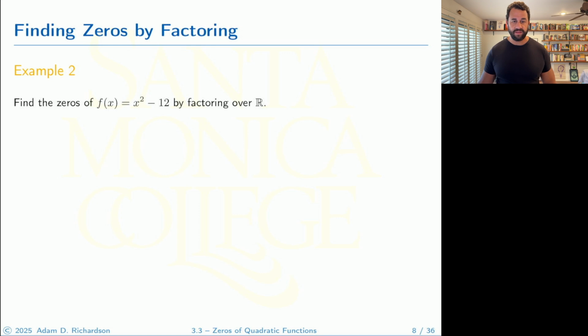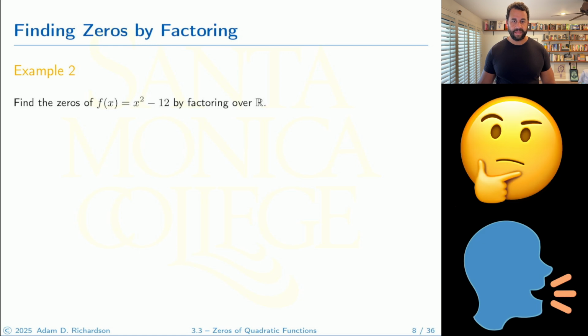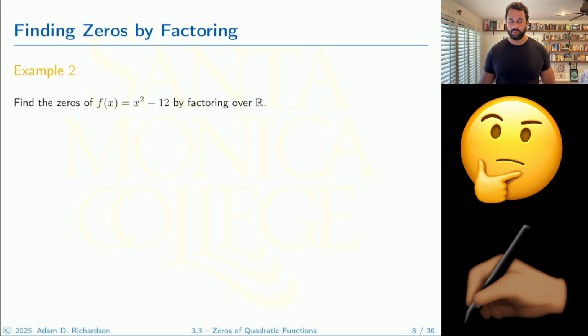So maybe you have to think for a second, maybe remind yourself what that means to factor over the real numbers, okay? And try to say that out loud. What does it mean to factor over the real numbers? Right. And now work it out. Find the zeros of that function where you are factoring the expression over the real numbers.